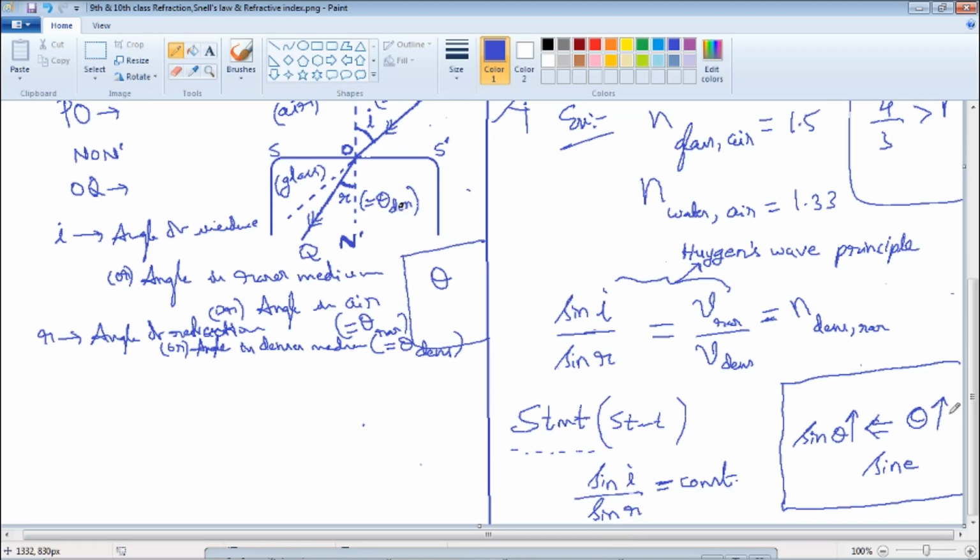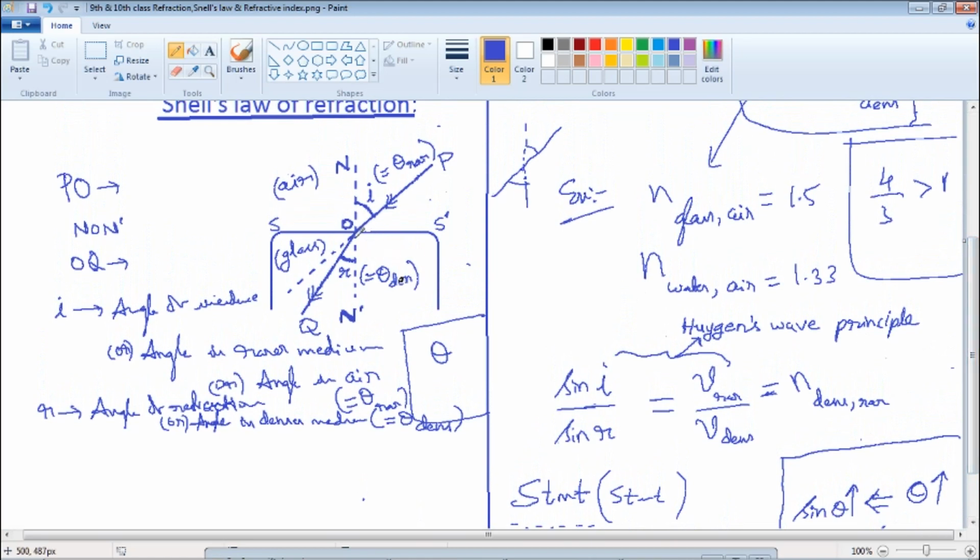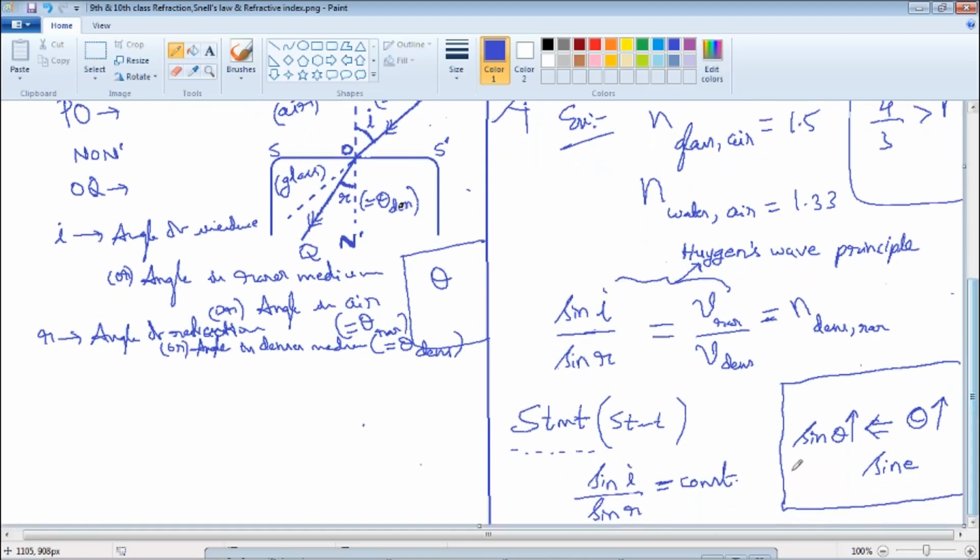So now we can understand the statement, the actual law, actual experiments performed by Snell. So he found out this law without using any special Huygens wave principle, which came much later than Snell. So Snell got this law experimentally, but he could not prove this. Why is this correct? Snell could not prove, Einstein could not prove, no other scientist could prove it.